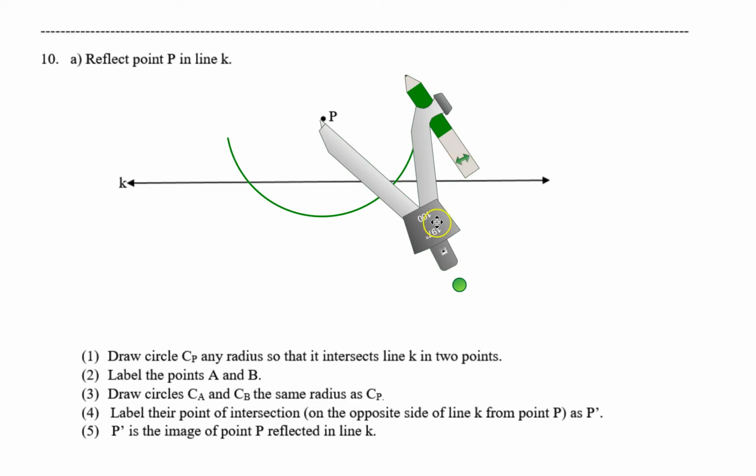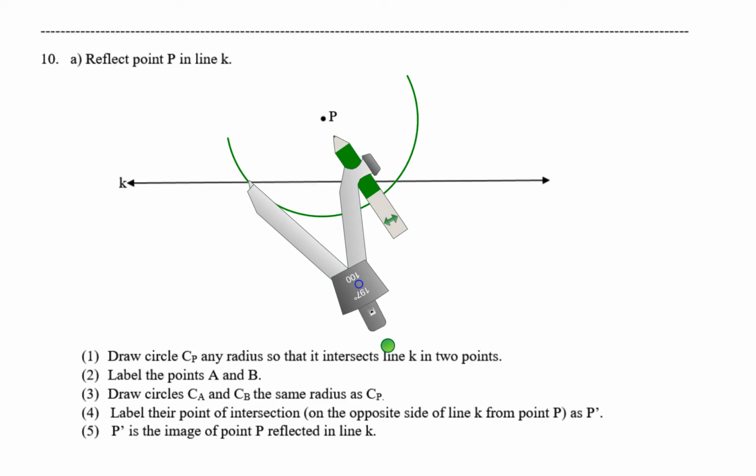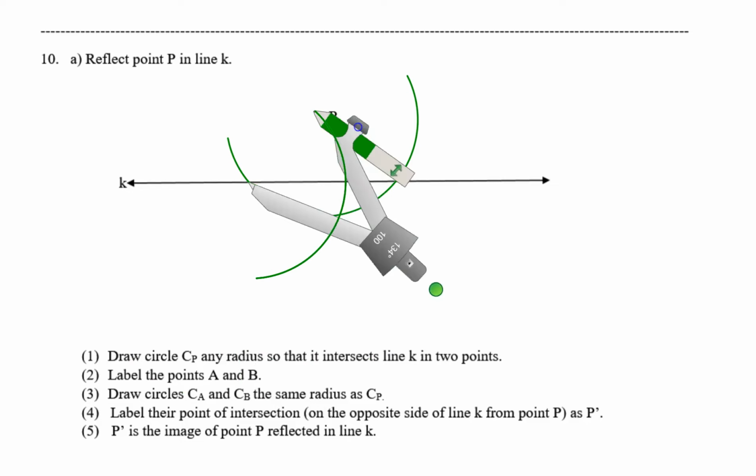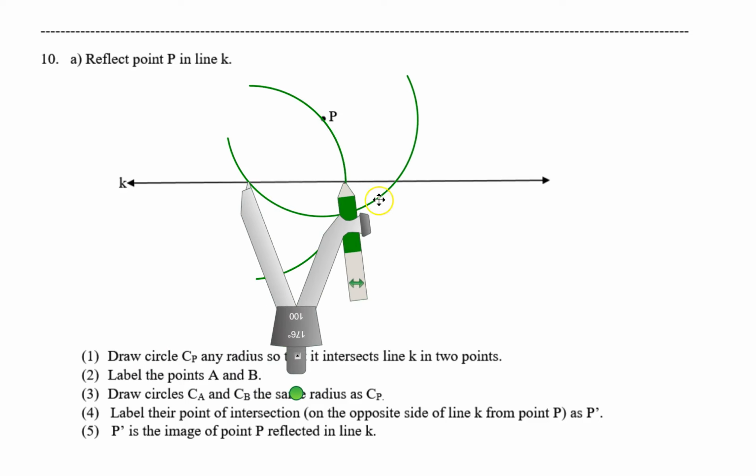So you'll see something like that. Where they intersect, those are what they're referring to as A and B. We're going to draw circles CA and CB so that they have the same radius from the intersection back to the point P. So I haven't changed my setting at all, so this actually is going to be the same radius. See that? Okay, so there's the arc. I'm going to do the same thing with this intersection over here.